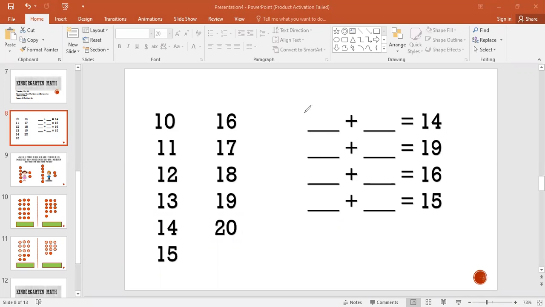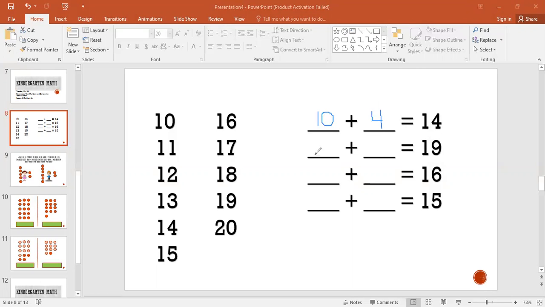Can you please shout out the number that will go in this first spot? 10. Great job, because I have 10 ones plus how many ones? 4 ones. I know that 10 plus 4 equals 14. 10 ones plus 4 ones equals 14. Great job. Okay, let's go to 19.